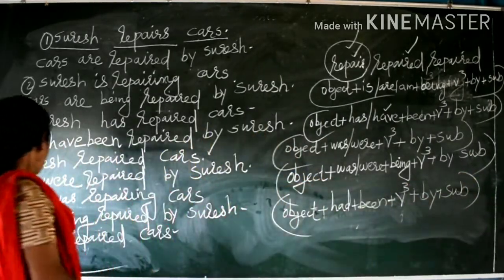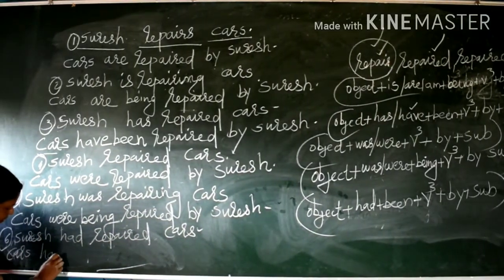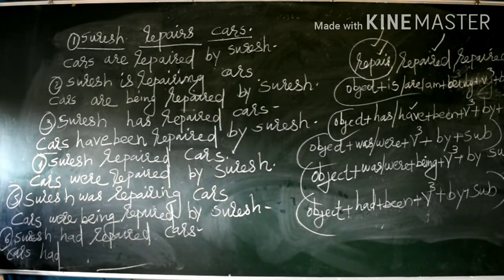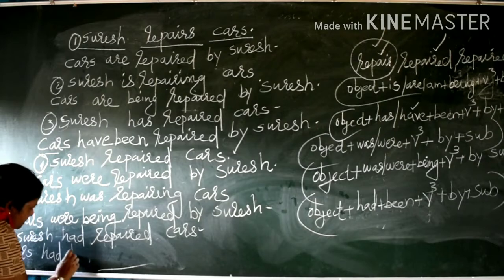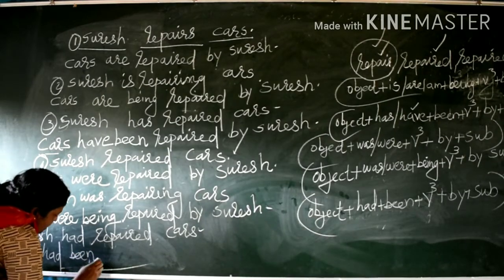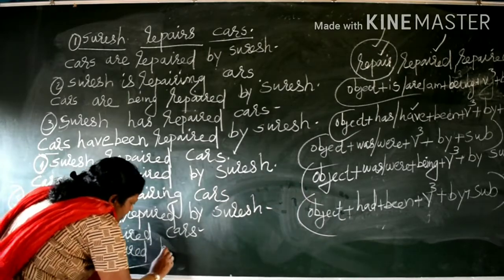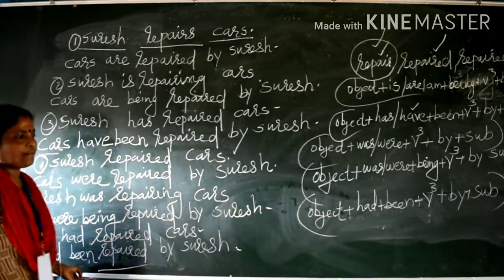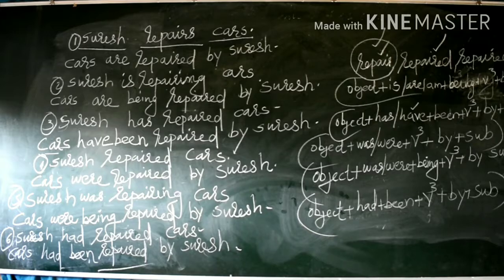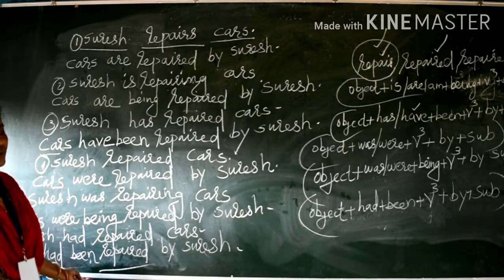So I'll change it. Cars. And one thing is, in the past perfect tense, there is no singular or plural; for both singular and plural, only had will be used. Cars had been repaired by Suresh. And again one thing, the past perfect continuous tense, that is the 8th tense, also has no passive voice. So we won't make it.